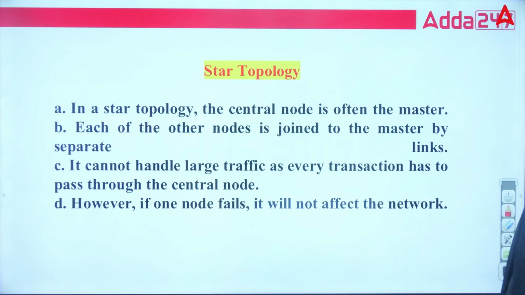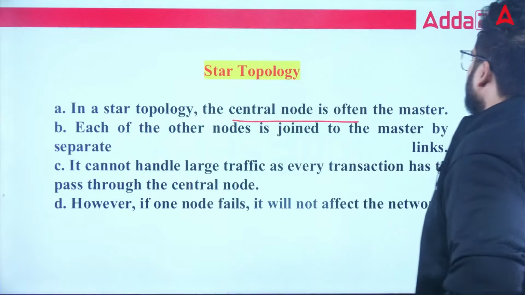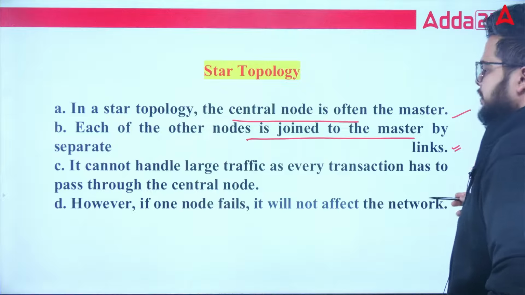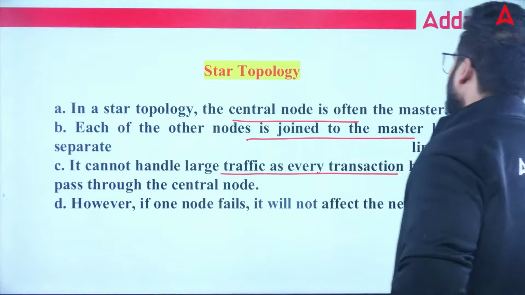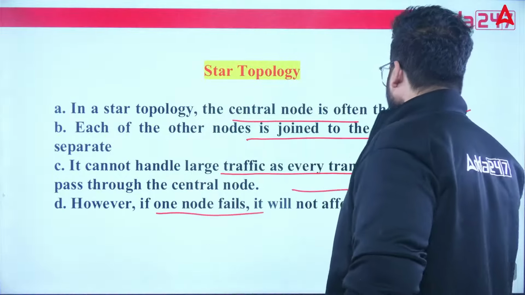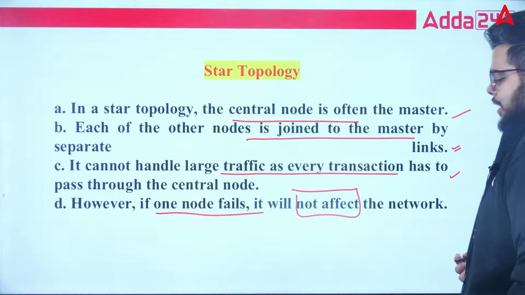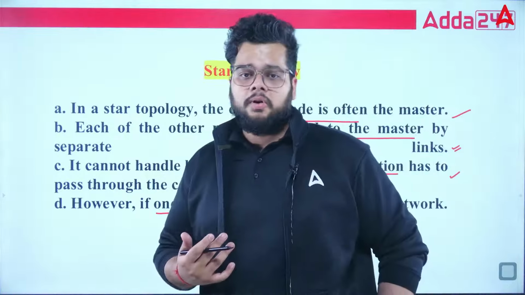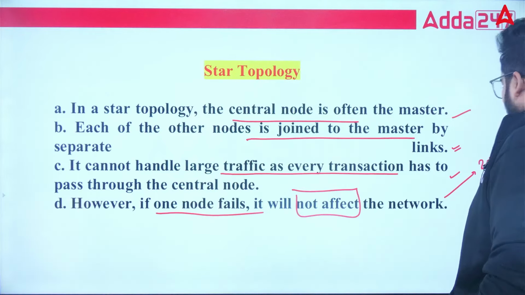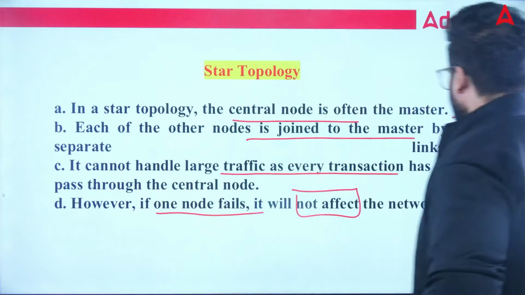So what do we mean by star topology? In star topology, the central node is often the master. Each of the other nodes is joined to the master by separate links. It cannot handle large traffic, as every transaction has to pass through the central node only. If one node fails, it will not affect the network. So whether a particular node failing will ultimately bring down the overall topology or not, that is the question which was asked in 2023. And for our examination, they can repeat the basic definition for star topology.